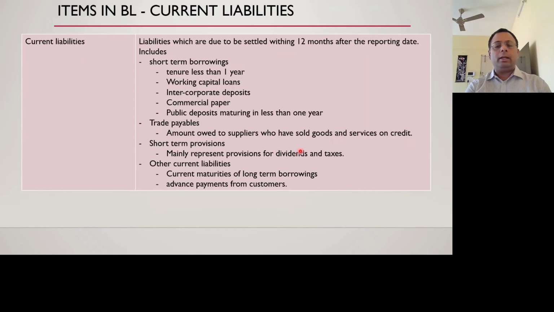And then other current liabilities, like current maturities of long-term borrowing. So if you have taken a long-term borrowing of more than 1 year, and part of that maturity actually falls in the current 1-year period, then these are considered as current liabilities. And advance payment from the customers is also considered a current liability, because we are expecting that whatever advances we have received, we will have to pay back to the customers within a certain period. So that is also considered a current liability.